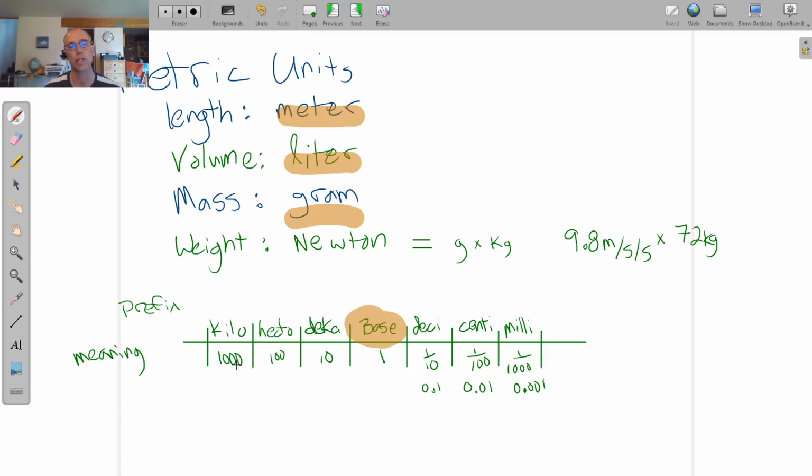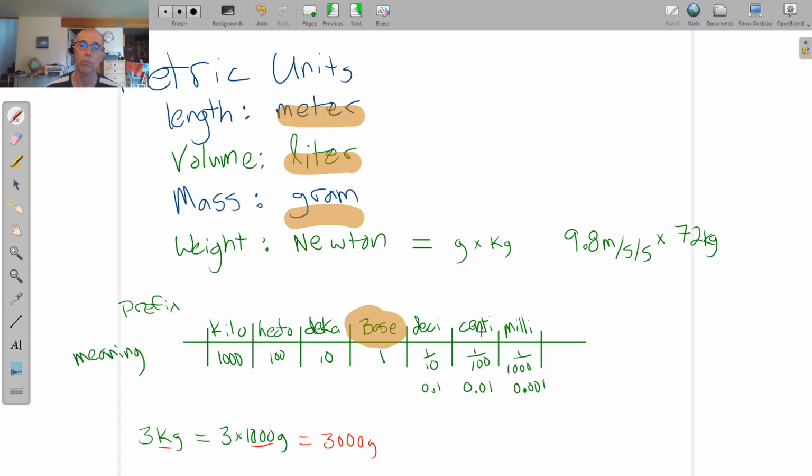So kilo literally means 1,000. Somebody says they weighed something and it came out to be 3 kilograms. The K literally means 1,000, so that would be 3 times 1,000 grams. I'm just replacing the K with 1,000 here. So 3 kilograms would be the same thing as 3,000 grams. It's good to know those meanings because then you can do some conversions just by looking at it.